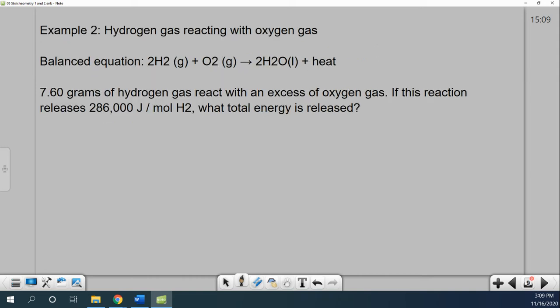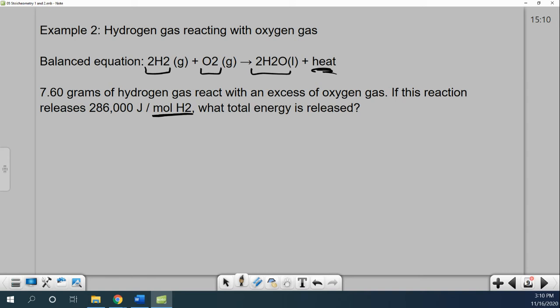So let's just look at this with some math now. Hydrogen gas reacts with oxygen gas. Cool, it just burns. 2 hydrogens plus an oxygen gives you 2 waters plus some heat. If I have 7.60 grams of hydrogen and I react this with however much oxygen I need, and I know how much energy it releases per mole of hydrogen, how much energy comes out?